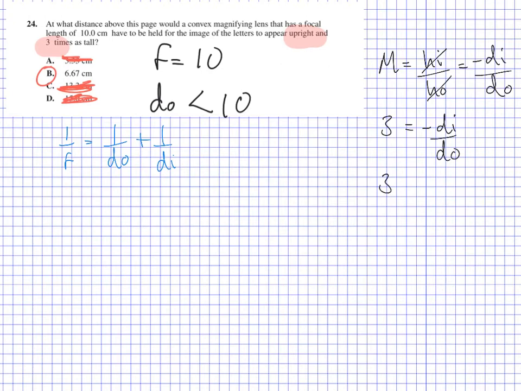And that, of course, means that I can say 3DO is equal to negative DI. Okay, and then I'm just going to move this negative sign over. So I'm going to say that negative 3DO is equal to DI. And this means that I can now substitute this statement into this part of my equation. So now let's take a look at our lens maker's equation.